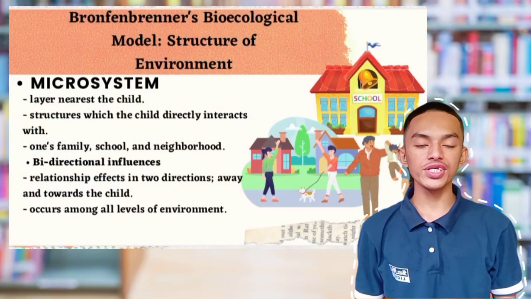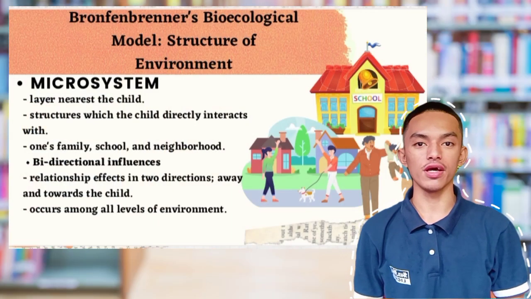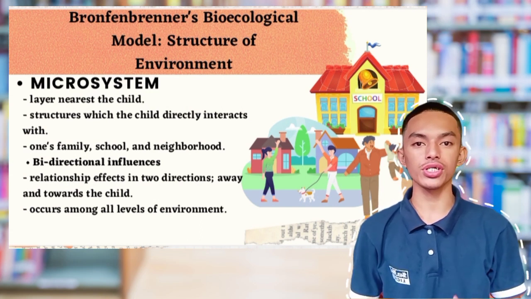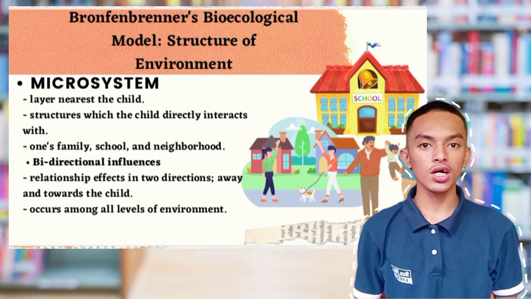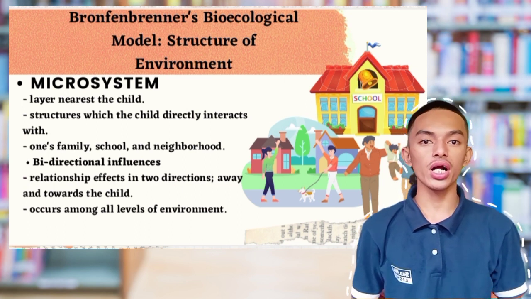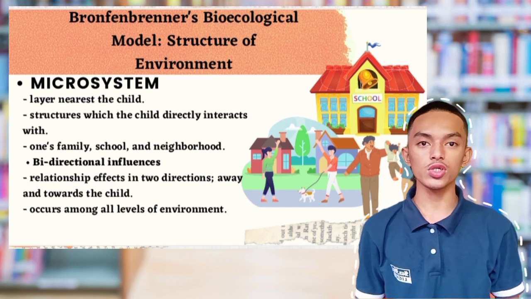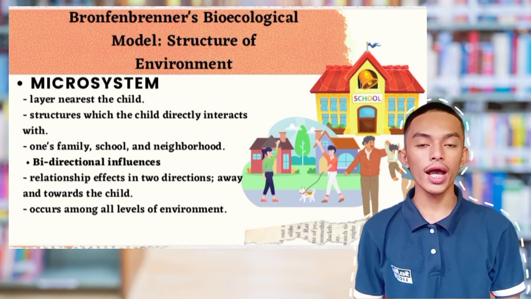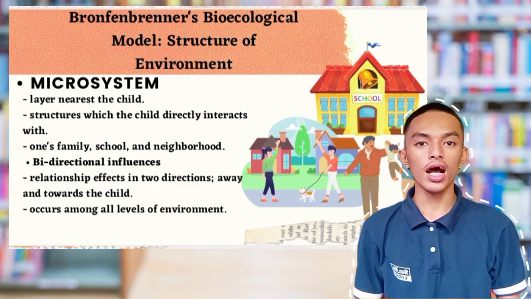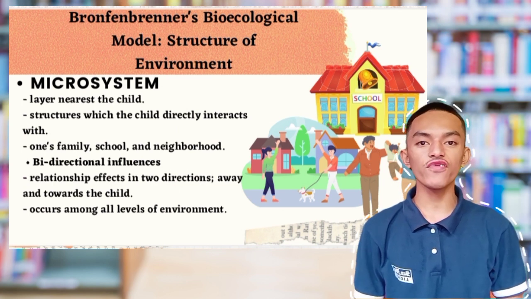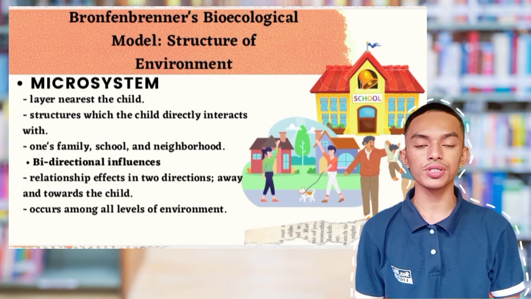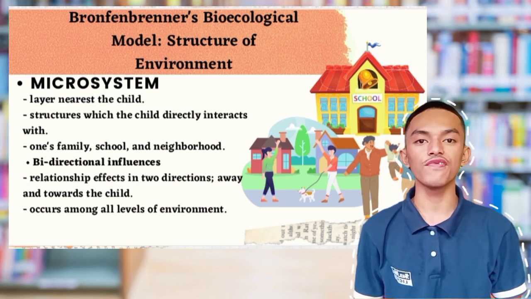So let us first define what is the microsystem. The microsystem is the layer nearest to the child. It comprises structures which the child directly interacts with. It includes structures such as one's family, the school, and also the neighborhood. As such, the microsystem covers the most basic relationships and interactions of a child in his or her immediate environment.